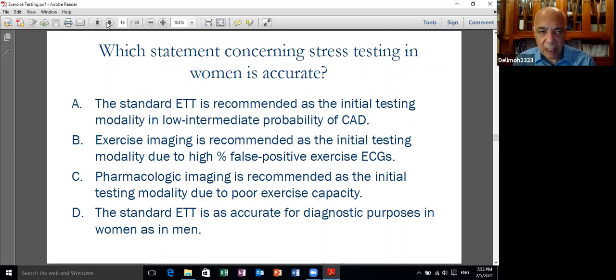The correct answer is A. The standard exercise treadmill test is recommended despite being less specific and less sensitive. Still, it is the recommended test for exercise as an exercise test for women. There is no indication according to all the guidelines of shifting from just an exercise ECG to an exercise imaging because of changes in gender.